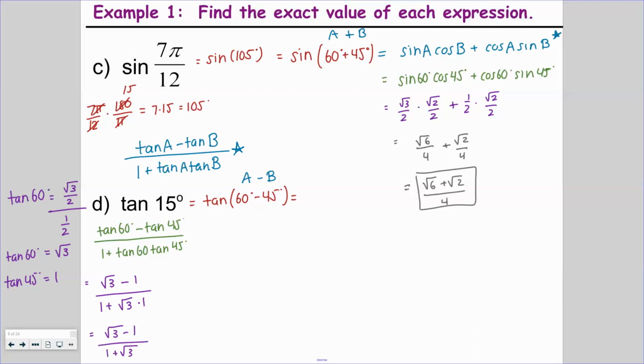You cannot box that as your final answer, you guys. If you were to leave that as your final answer on a test, that would not be full points because there is a radical in the denominator. We got to rationalize this.